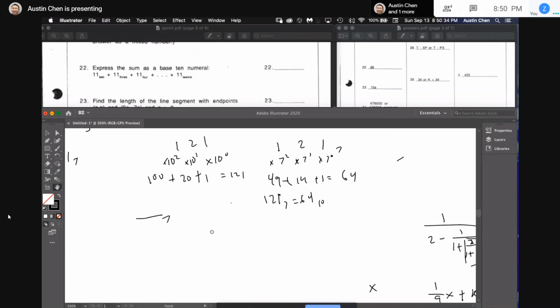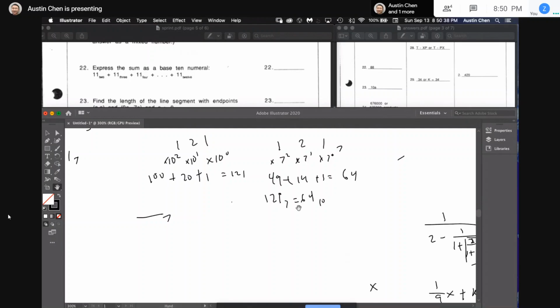So if you're converting a different base to base 10, it's pretty easy, right? You just do what I said. You multiply by the powers of the base that you have. If you're converting from base 10 to a different base, it's a little bit different.